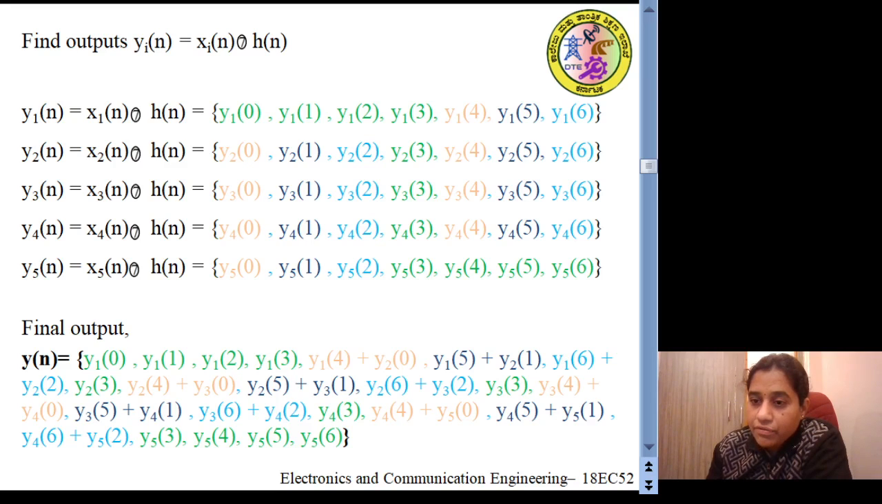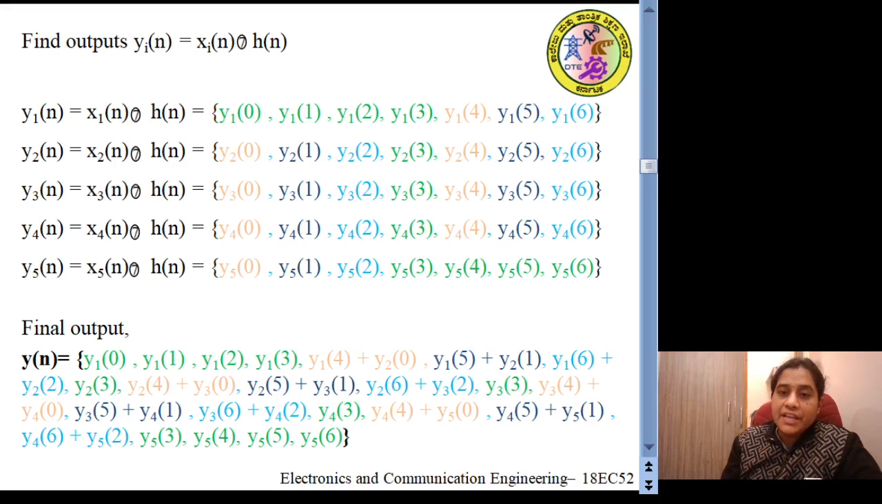Then y4 of 4 is added with y5 of 0, y4 of 5 is added with y5 of 1, and y4 of 6 is added with y5 of 2. And these values we are keeping as they are again, that is y5 of 3, y5 of 4, y5 of 5 and y5 of 6. This is a general example we have taken. So now, for better understandability, let us take some illustrative examples with numerical samples.